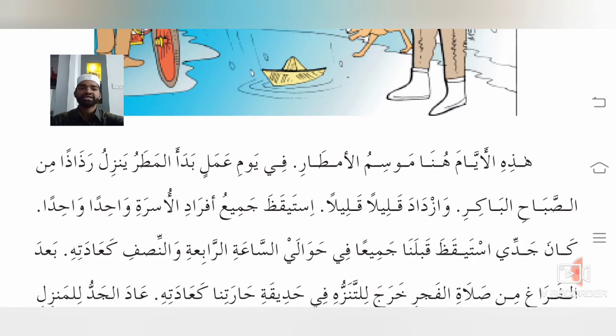Hadhihi al-ayyam, these days, huna, here, musimul amtar, are rainy season. Ayyam means days, musim, season, amtar, rainy. So these days here are a rainy season. Fi yawmi amalin, on a working day, bada al mataru, the rain started, yanzilu radhadhan, drizzling, min as-sabahi al-bakir, from the early morning. So on a working day, the rain started drizzling from the early morning.